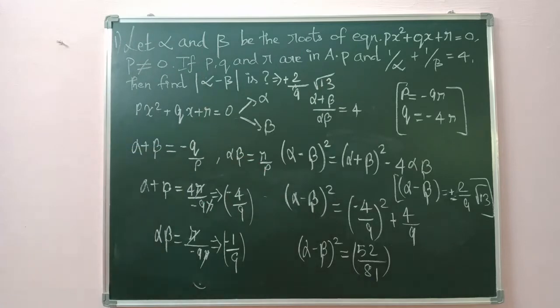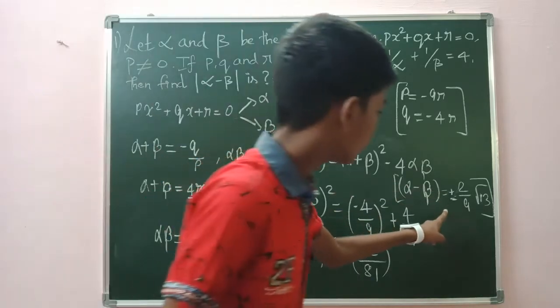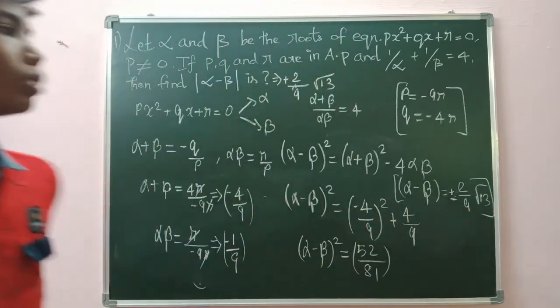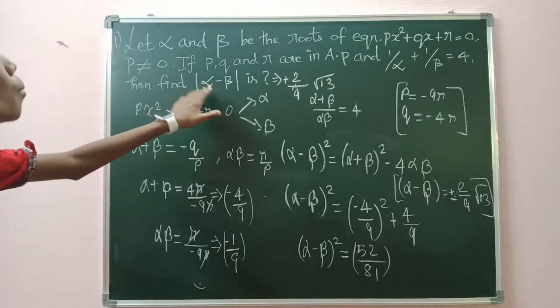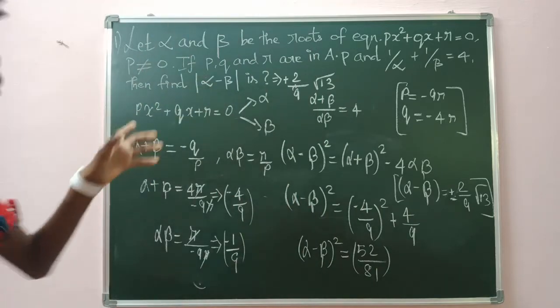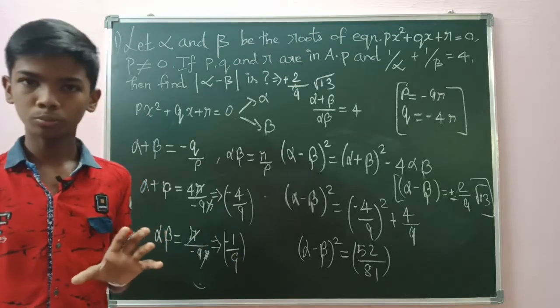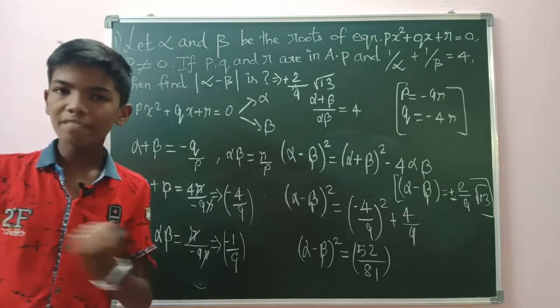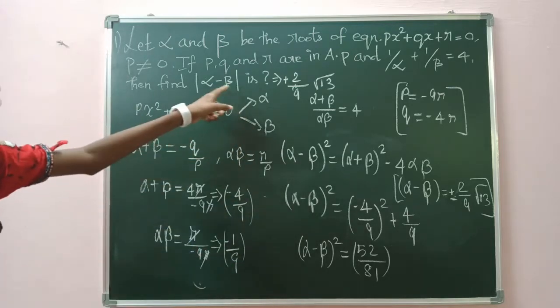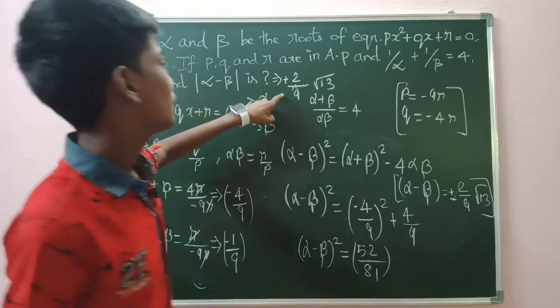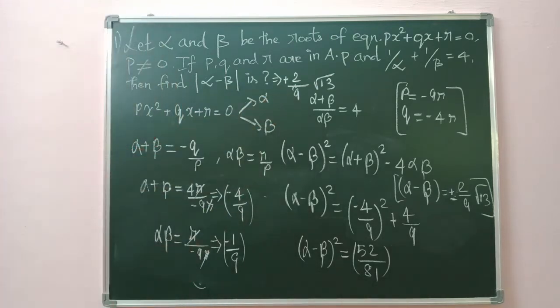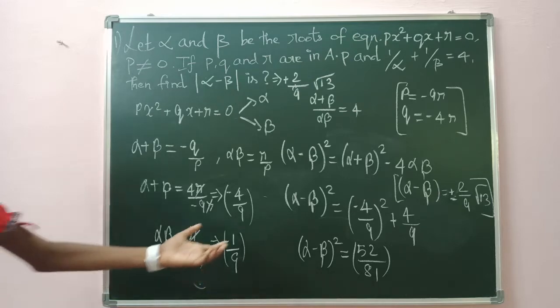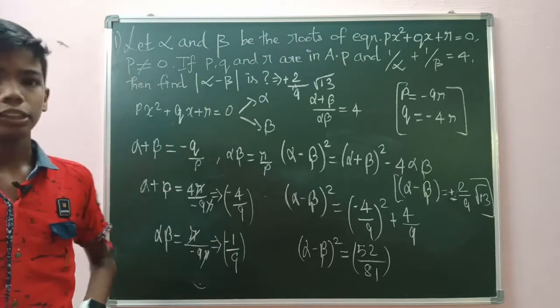I hope you understand what I am saying. Your alpha minus beta is plus or minus 2 by 9 into root 13. But the question is asking modulus of alpha minus beta. Hence modulus of any value is always positive. You know that, right? That is why you should put plus. So plus 2 by 9 into root 13 is the answer for the question. That's all about this question, and that's how you will solve this. Now let us move on to the next one.